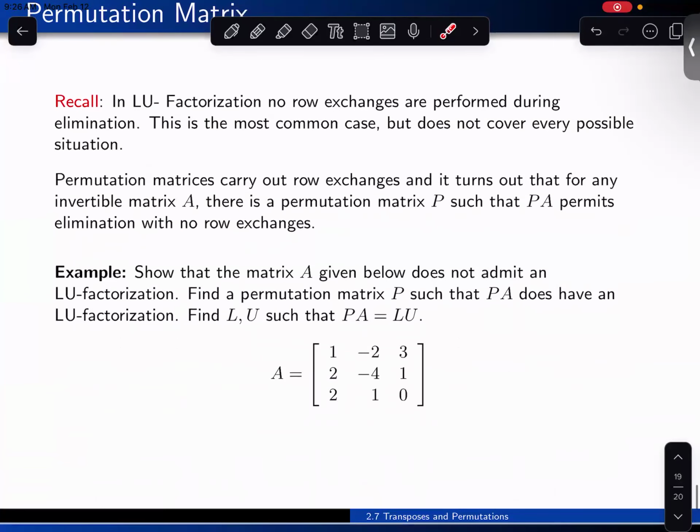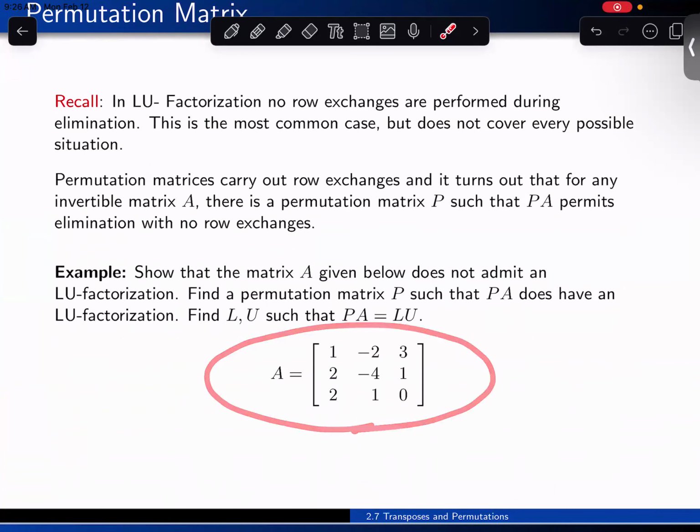Okay, so this is the example we're going to be looking at. The main summary is that the matrix that's given here is not going to admit an LU factorization as is. So what you need to do is find a permutation matrix P such that if you multiply A by P, you can then apply the LU factorization. And then it wants you to find L and U such that PA is equal to L times U.